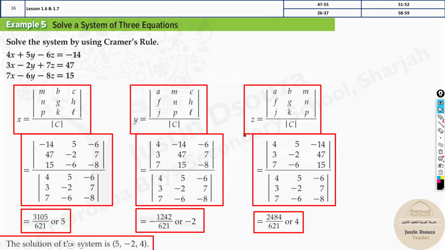Now, if at all you have to do 3 cross 3, please remember the determinant. It'll be 3 cross 3. So write two more rows, draw the line, solve it up, and then whatever the coefficient matrix also determinant needs to be solved, and then divide the answers. You get the final answer. It's 5 comma minus 2 comma 4.